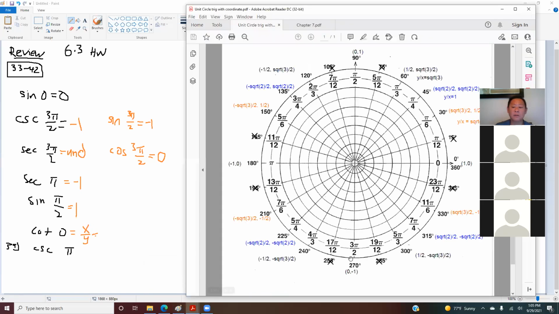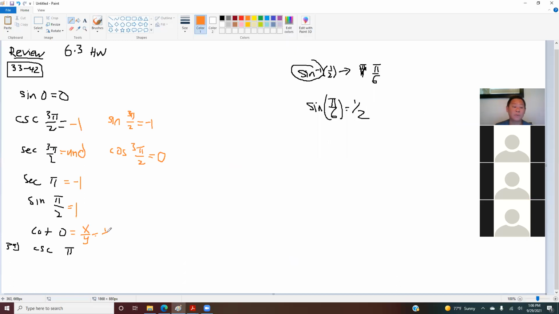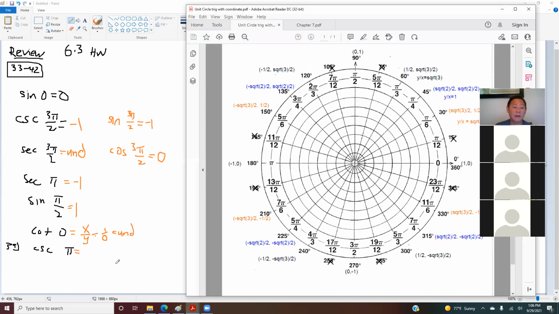Can you look at the unit circle here? What are the coordinates for 0? X is 1, and y is 0. So what you get here is 1 over 0. What does 1 over 0 mean? This will be undefined. So make sure you understand that once 0 is in the denominator, it's undefined here.